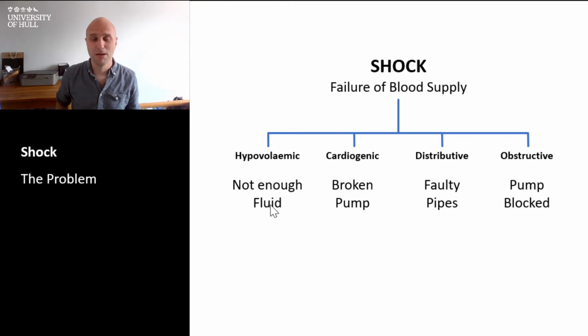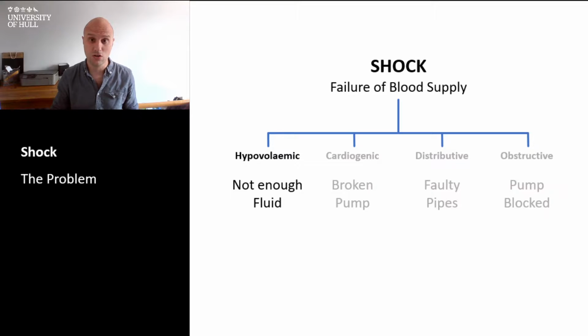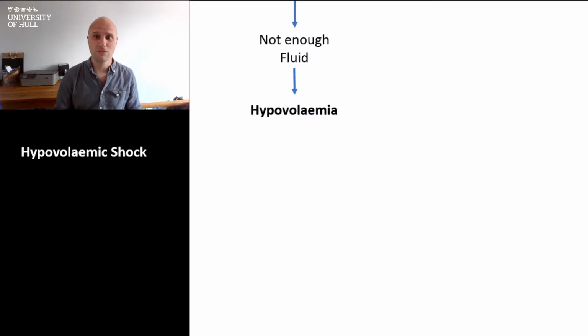Okay, so very simply, we previously thought about shock and about how it's a failure of blood supply to the tissues leading to altered metabolism. It's a failure of oxygen, a failure of nutrients getting to the tissues, and a failure also of removing things like carbon dioxide and toxins away from the tissues and preventing their build-up. And thinking specifically about hypovolemic shock, put very simply, there's not enough fluid in the system. So first of all, why is there not enough fluid in your system, within your vessels and being pumped around your body by your heart?